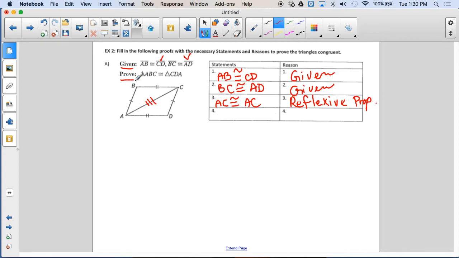Now I do have 3 sides congruent to 3 corresponding sides of the other triangle, and so now I can say triangle ABC is congruent to triangle CDA. And how do I know it? Oh, I've got 3 sides, so that's side, side, side, and that's called the side, side, side congruence theorem. Notice what I was trying to prove will show up on my last line.